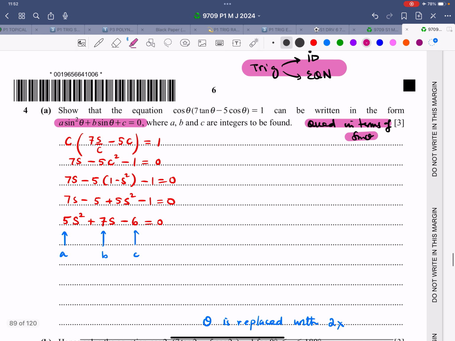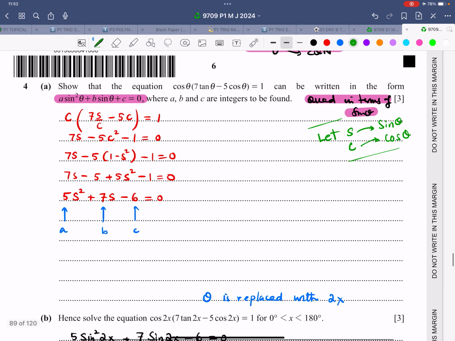So now also one other thing I want to pinpoint, that is when you are using the symbol, so you can write let S be the symbol for sine theta and let C be the symbol for cosine theta, so that it makes life simpler. You can even work in the original thing. I just prefer it this way. That's a personal preference.